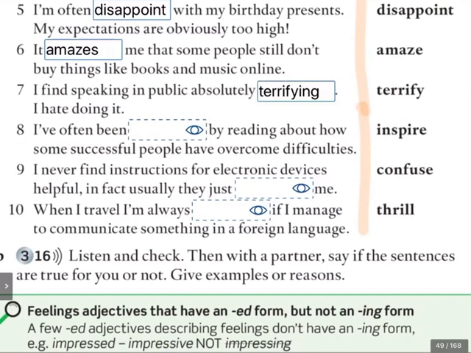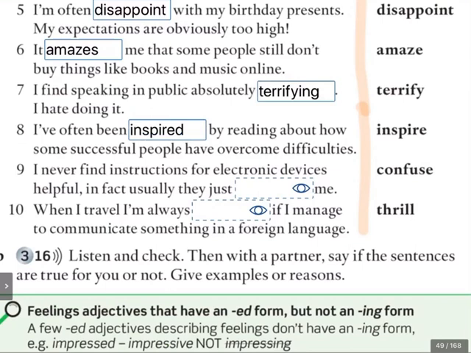Number 8. I've often been, by reading about how some successful people have overcome difficulties. Now you must use inspire. That's the verb. Ed would be inspired, ing, inspiring. What do you think? Let's see. Oh, inspired, ed, no? I've often been inspired by reading about how some successful people have overcome difficulties.